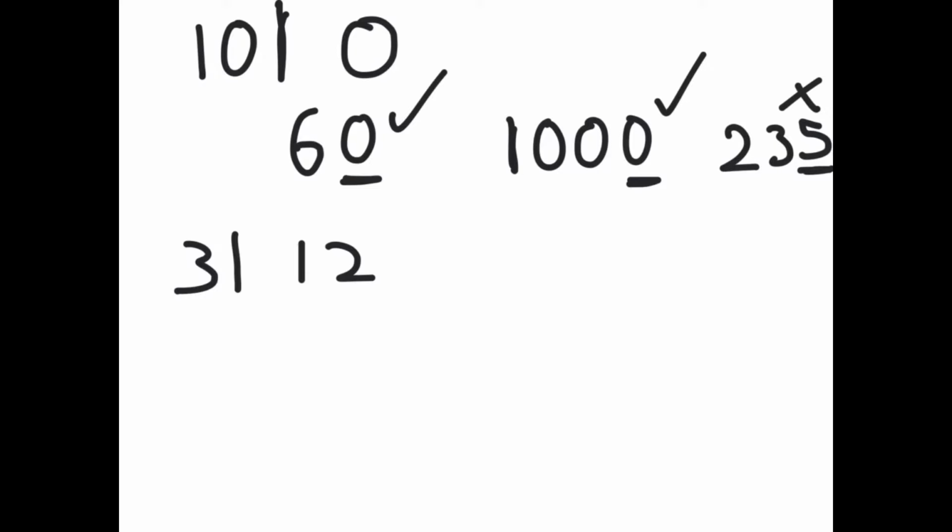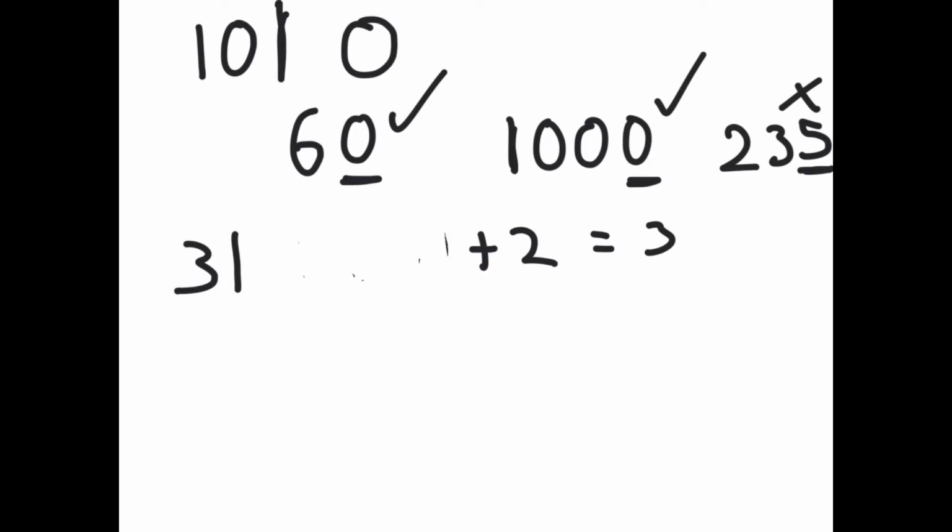The sum of the digits of 12 is 1 plus 2. All right, that equals 3. So with that, we find out that 12 is a number divisible by 3.